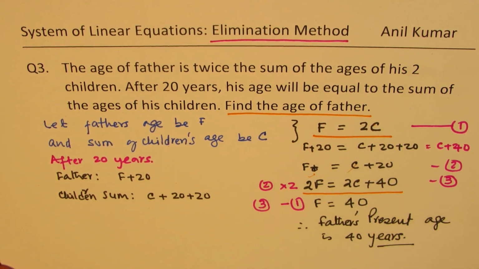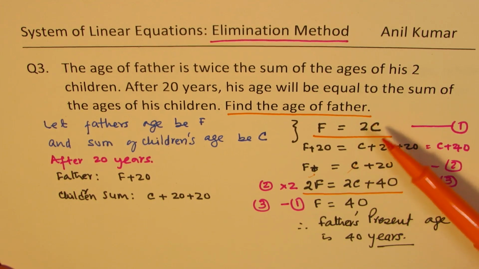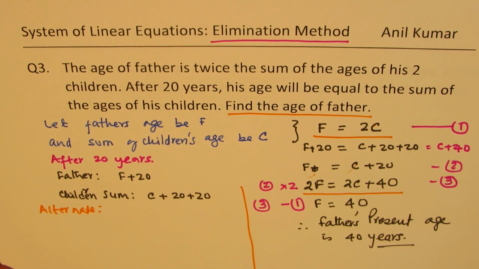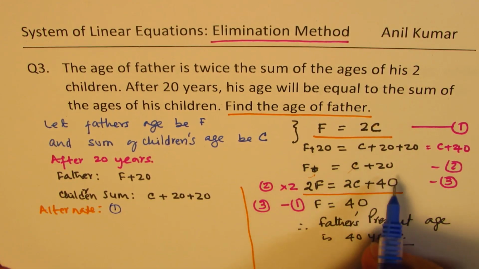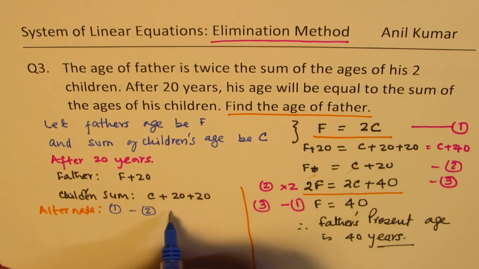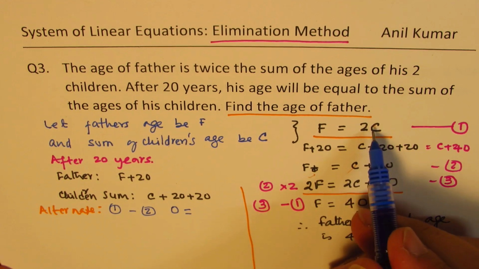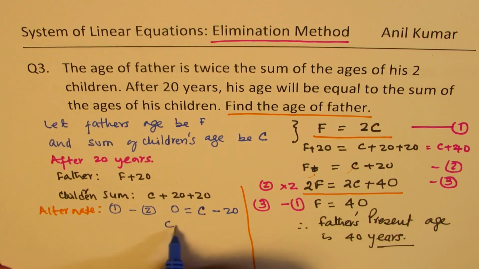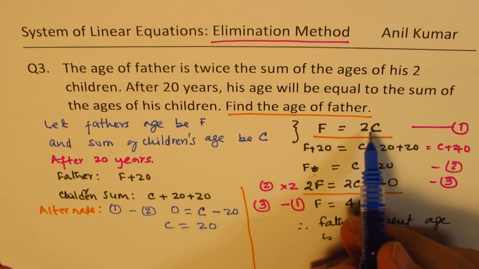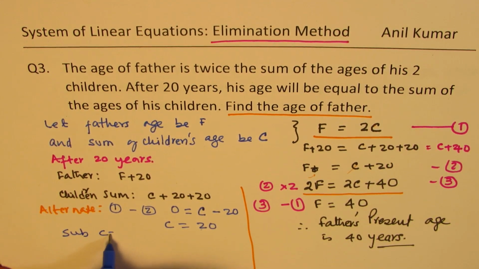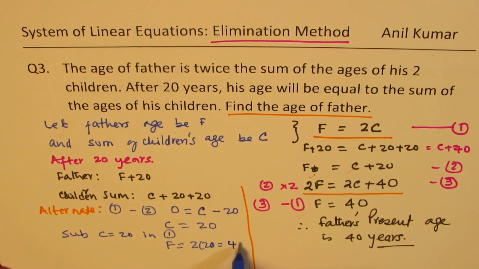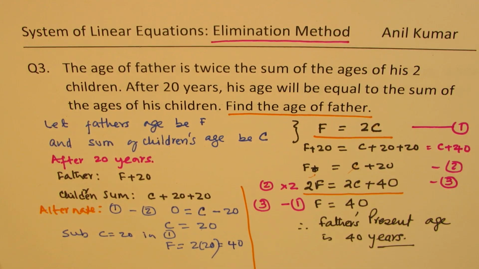Correct? Alternately, you could have found sum of children's age first, right? You could have done that by doing 1 minus 2, right? Let me do that. Alternately, we could have done equation 1, take away equation 2. In that case, we get 0 equals, father age cancel, 2C minus C is C, minus 20, right? Or C is equal to 20. And then we can substitute C equals 20 in 1, right? So we get F equals 2 times 20, which is 40. So that is also correct, right? So that is how you could do it.